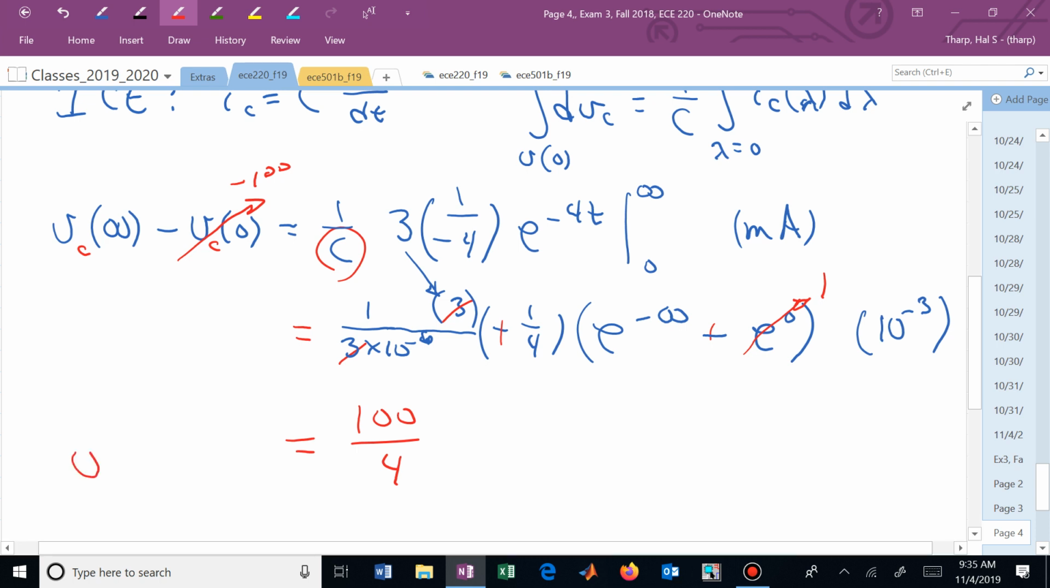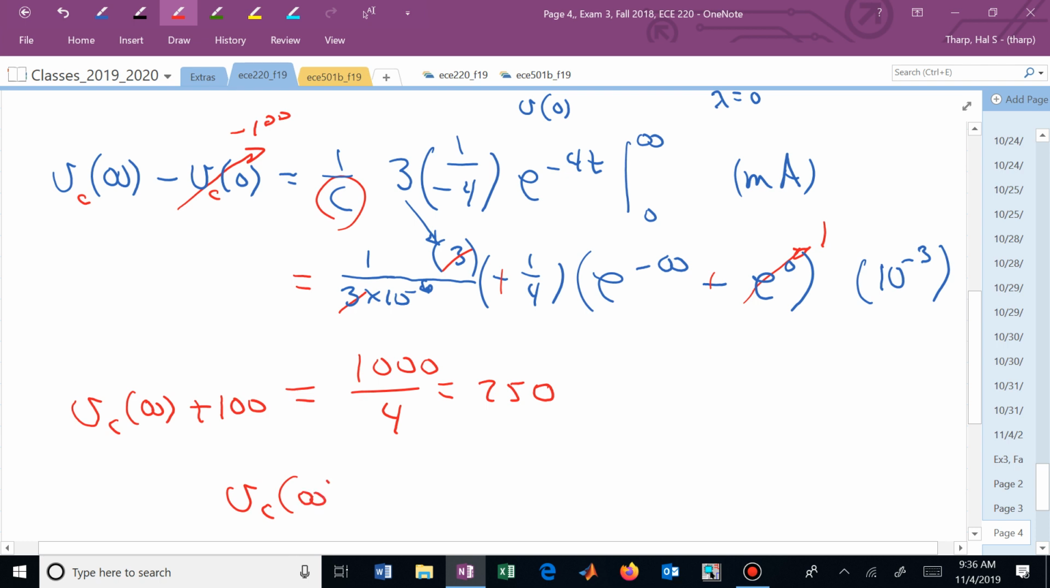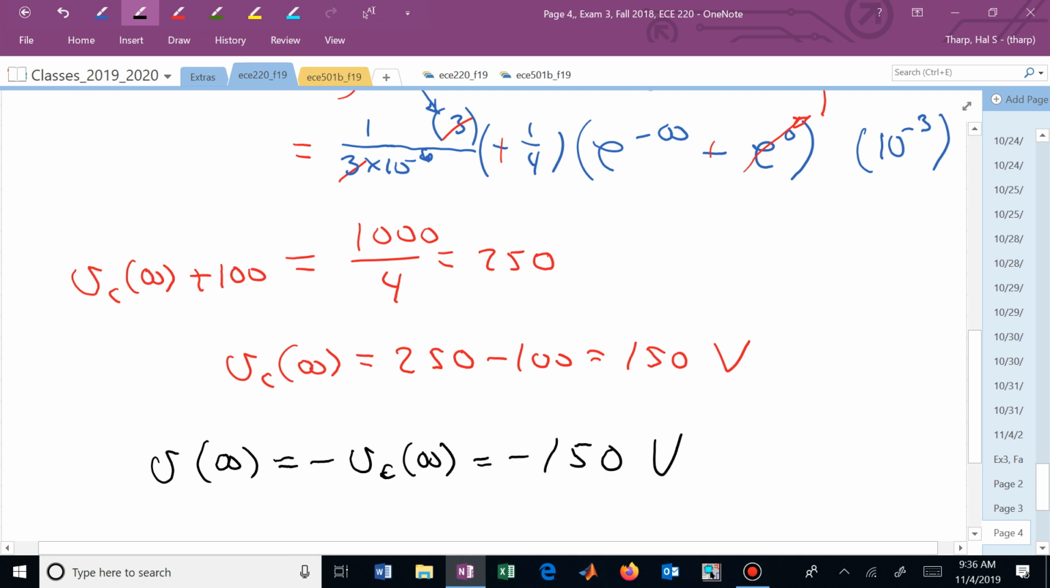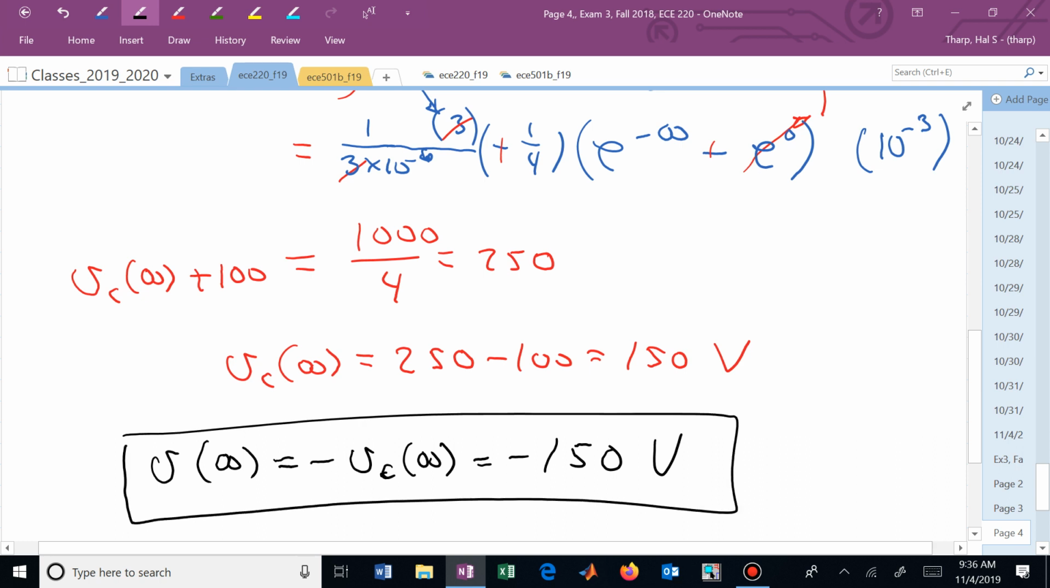So I now have v sub c at infinity minus a minus 100 equaling 250. Or v sub c at infinity is 250 minus 100, or 150 volts. But remember, this was asking for v, which was minus how I'd define my v sub c. That's now the answer that I'm looking for.